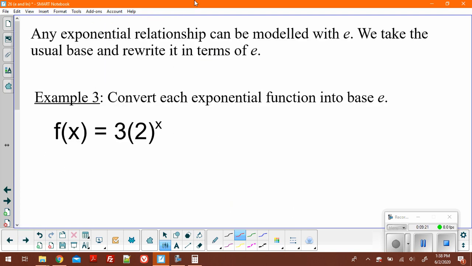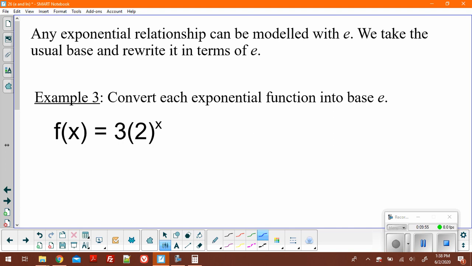So our last example is going to be about how to convert. For reasons that will become apparent once we get into derivatives, it can be really handy to have your exponential functions in terms of e instead of whatever base they are currently in. Again, we'll see that in a couple lessons, but base e makes it really easy to take derivatives. So here's something: we've got f of x equals 3 times 2 to the power of x. I'm going to rewrite my function in terms of base e.